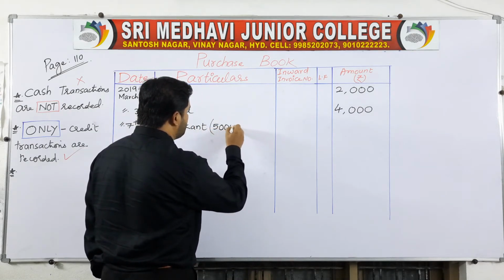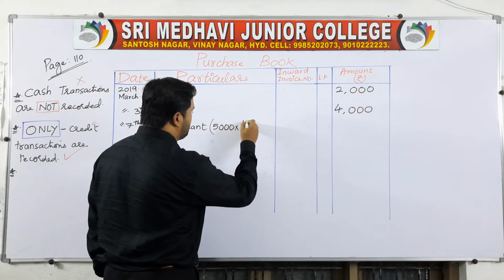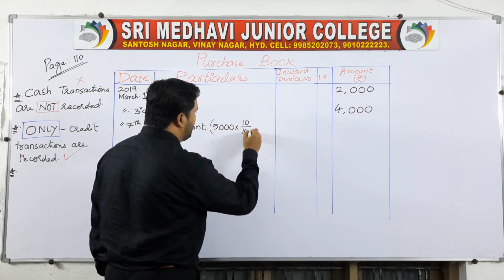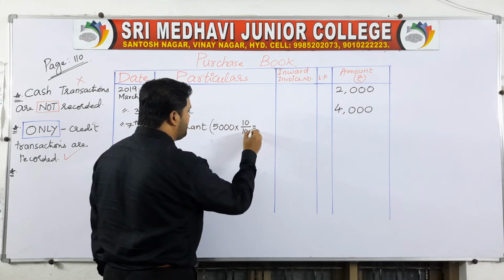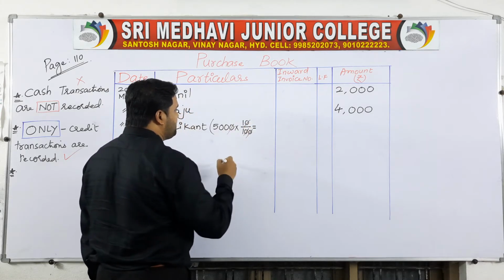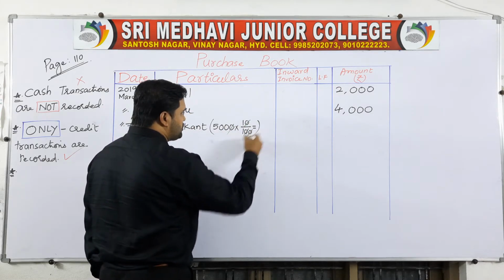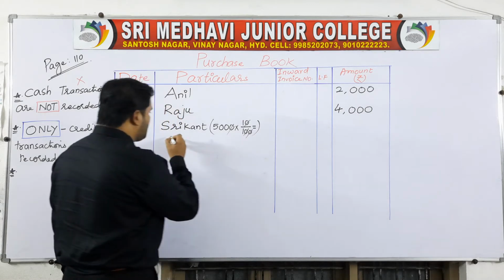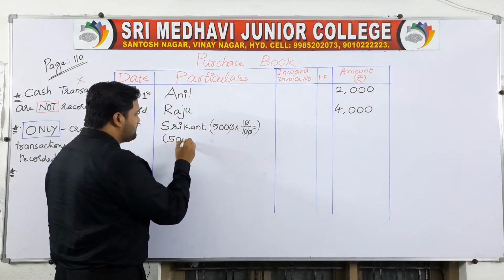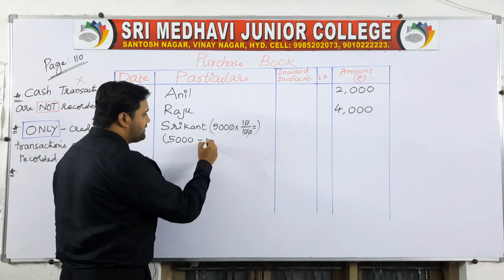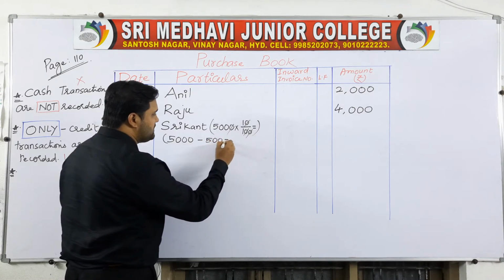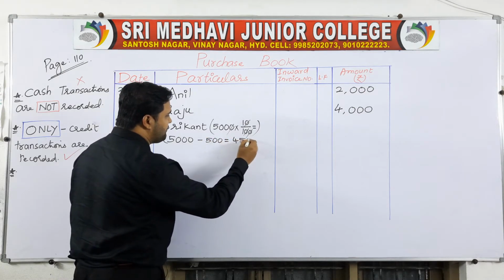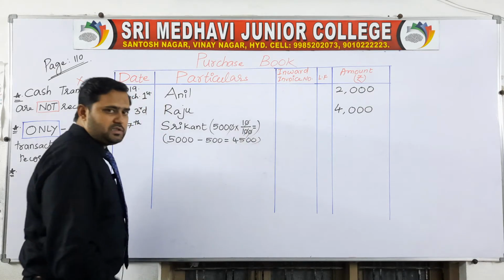5,000 rupees is the price and 10% is nothing but 10 by 100. If you cancel the zeros, you will come to know the value of the discount. So, 500 rupees is the discount. Out of 5,000 you got a 500 rupees discount, which leaves 4,500 as the price, the amount.